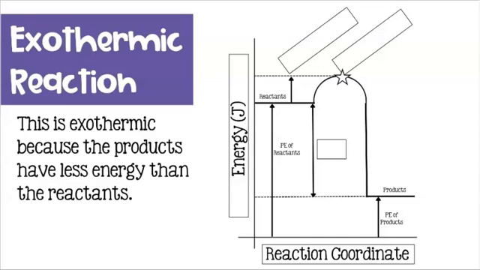Let's look at the potential energy diagram of a reaction. The reaction coordinate is the amount of time that has elapsed from the reaction, and the energy is the potential energy. Notice how the reactants on the left have a higher potential energy than the products on the right. That's what makes this reaction exothermic.